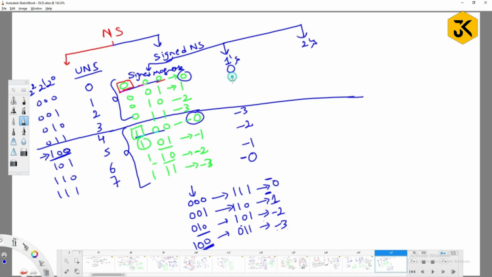Like it should be 0, 1, 2, 3. Similarly, in 2's complement also it will work as it is: 0, 1, 2, 3. And what about the 2's complement representation of this 100?